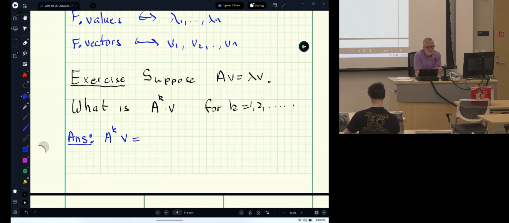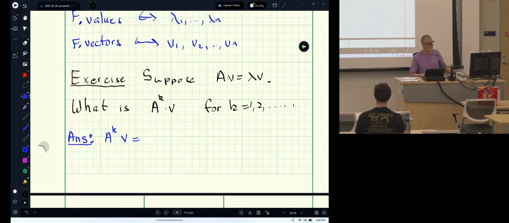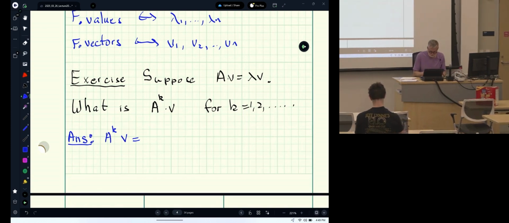Okay, what'd you guys get for A squared times v? Didn't get it? I have a guess, but I don't have a good answer. Okay, what do you think it is? I don't really know. I just manipulated it to divide by. There's no division. Lambda to the k times v for the whole thing. Oh my gosh. Okay.